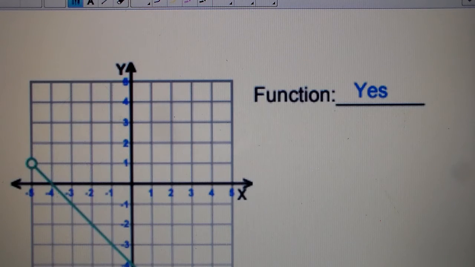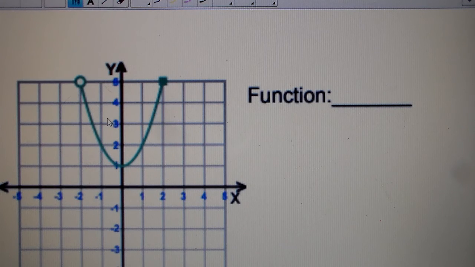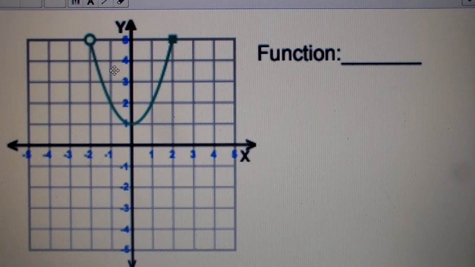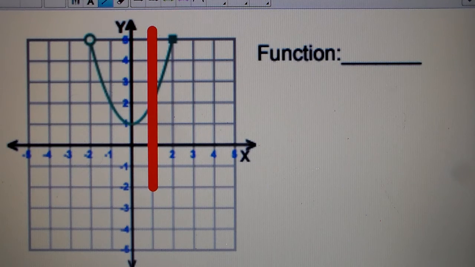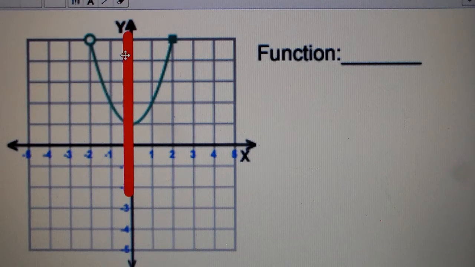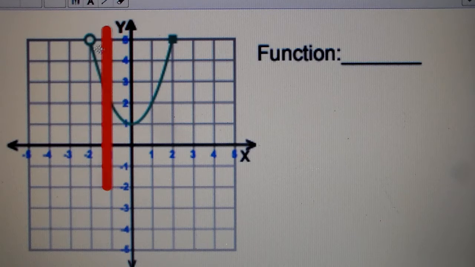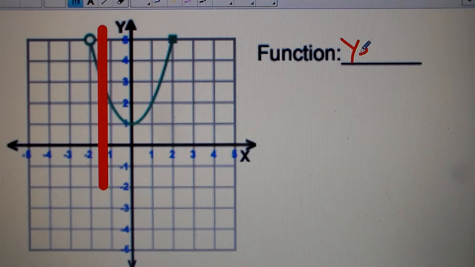Let's try another one. So we got this graph right here. We do a vertical line test. I see the function only hits the red line once there. If I graph the vertical line there, it only hits once there, only hits once here, only hits once here. So this is also yes. It passes the vertical line test. It only hits the function once, so yes, it is a function.